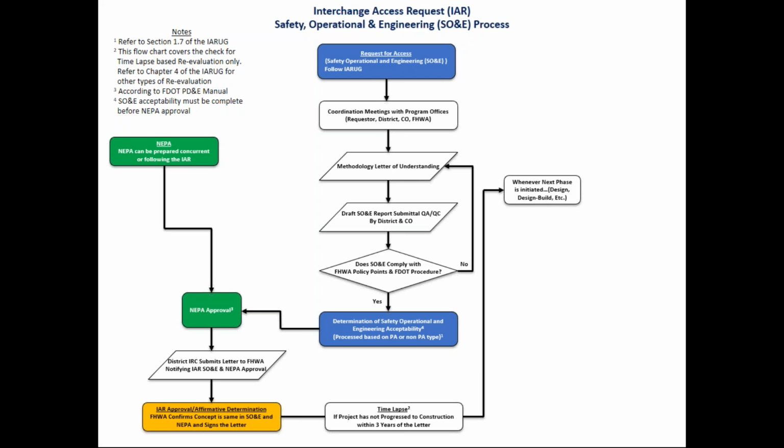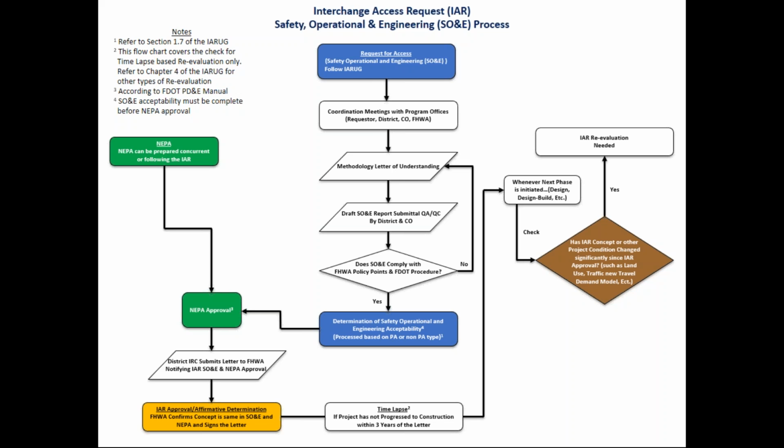We also have included criteria for reevaluations. If there is a time lapse where a project has not progressed to construction within 3 years of the signed letter from FHWA, then whenever the next phase is initiated, whether that be design build, etc., we have to do a check. This check has to make sure whether the IAR concept or other project conditions have changed significantly since the IAR approval. We need to check to make sure land uses, if that's changed, if there's a new traffic demand model, etc. If there has been changes to the concept or conditions, then we need to conduct an IAR reevaluation.